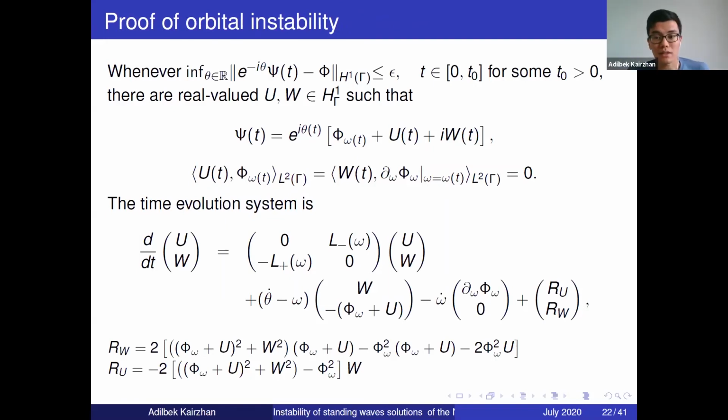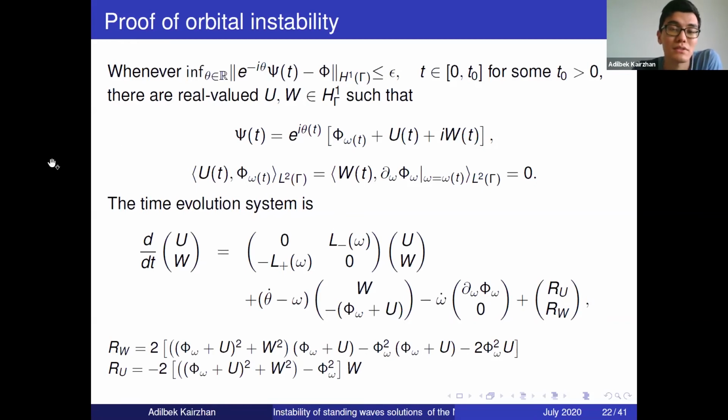And then the proof will consist of several steps. We'll use the energy method to show that most of the terms in our evolution system would be very small, and then we'll reduce it to the finite dimensional system. We will show the connection between the original system and that finite dimensional system.